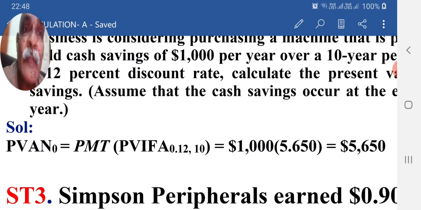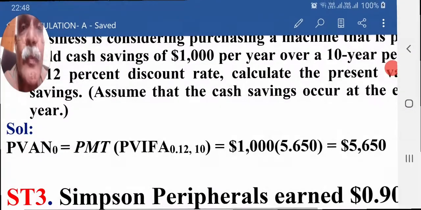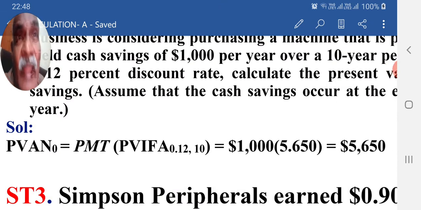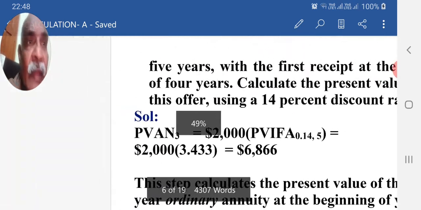So 1000 multiplied by, when you see the factor table, present value interest factor annuity table, 12% and 10 years, the factor you will get is 5.650. And when you multiply 5.650 by 1000, you will get 5,650 rupees. It means if you invest 5,650 rupees for the purchase of the machinery, it will yield you savings of 1,000 rupees every year for 10 years at the rate of 12%. Is that clear?